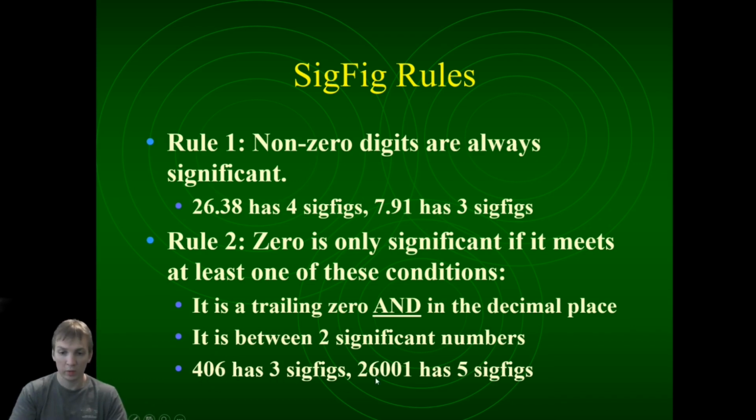The number 26,001, so it's just a bigger sandwich. 2 is significant, 6 is significant, and 1 is significant. And these zeros, they're sandwiched in between them. Therefore, they have to count. 26,001 has 5 significant figures.